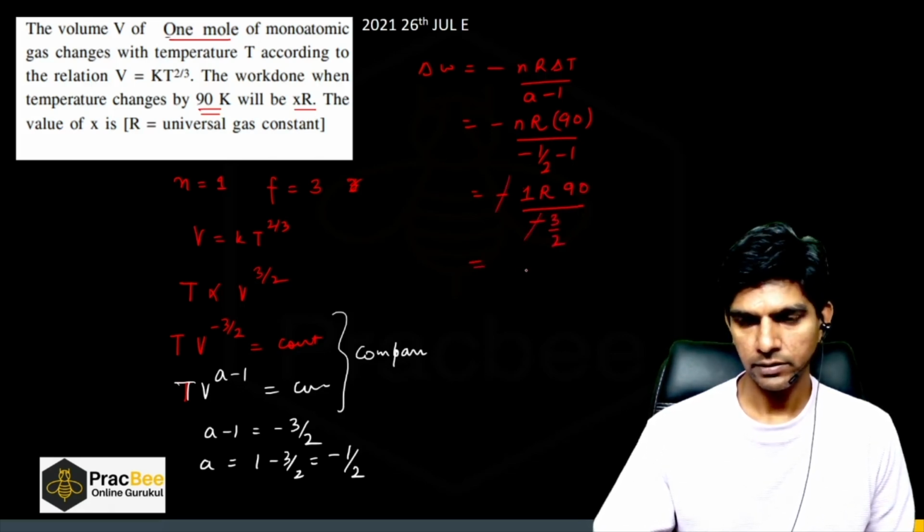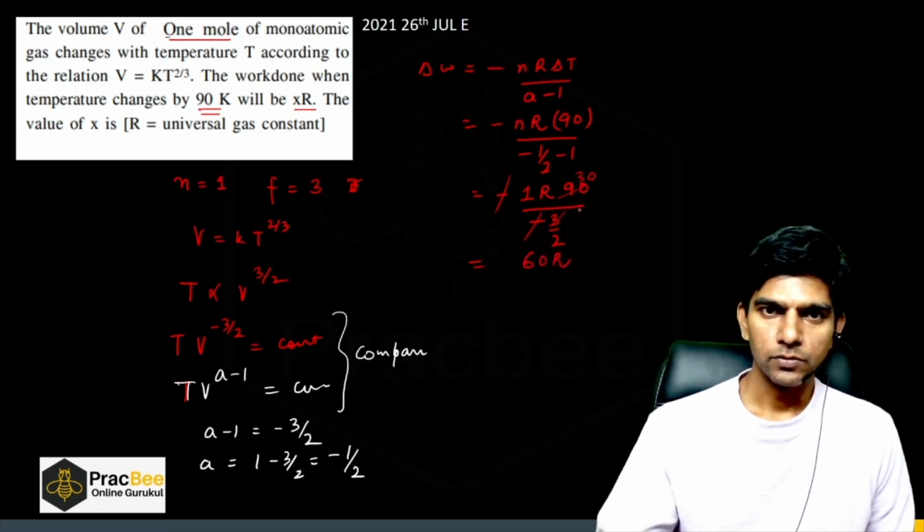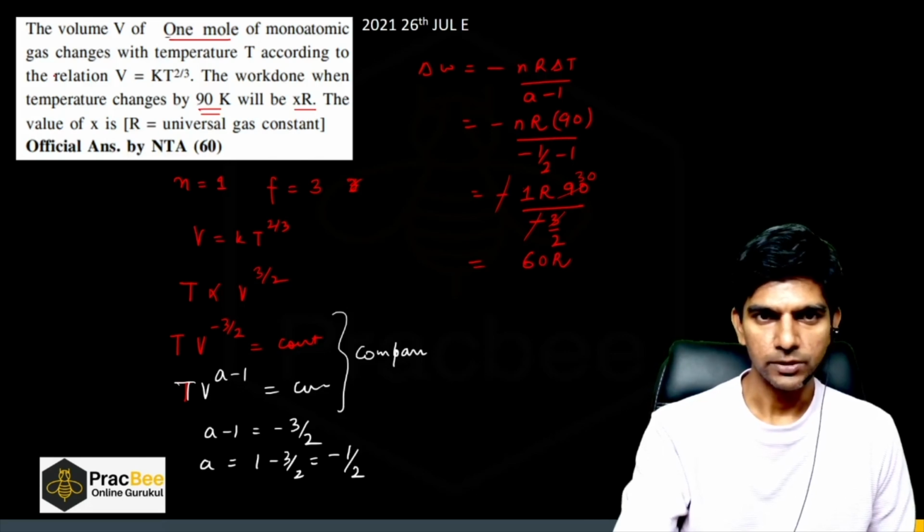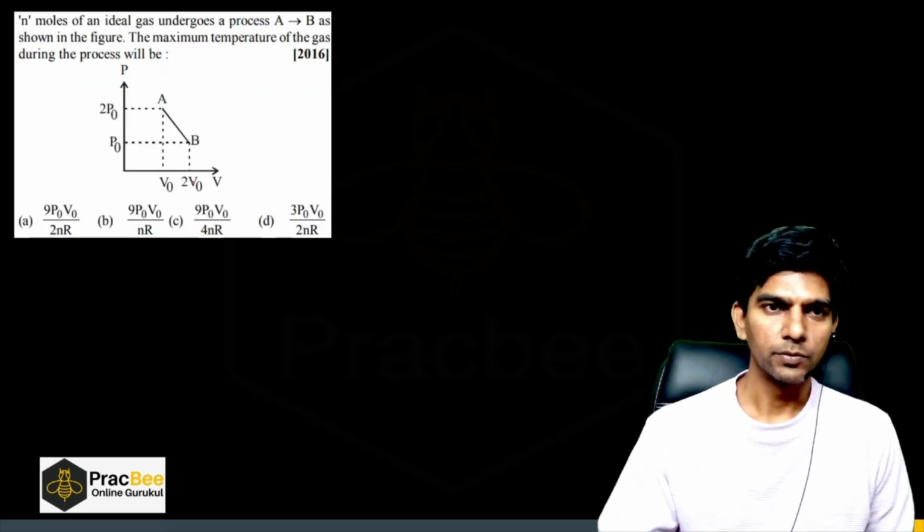So this negative will get cancelled out. So we have, and this 3 will give us 30 in the numerator. So it is 60 R. So we can say the X value will be 60. Right. So let us see one more question.